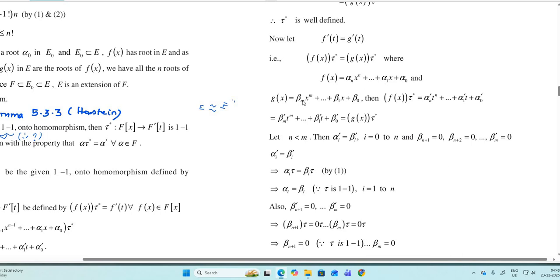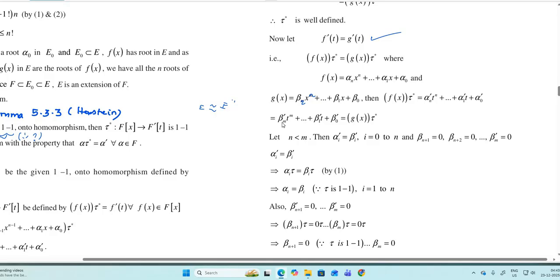So we will have this to be beta n, the one with degree n with scalars alphas, and another, g of x, the same degree with betas as coefficients. So the image of f of x under tau star will be this. And because you have taken f dash of t to be equal to g dash of t, that is our assumption. Images equal should imply pre-images equal for one to one.